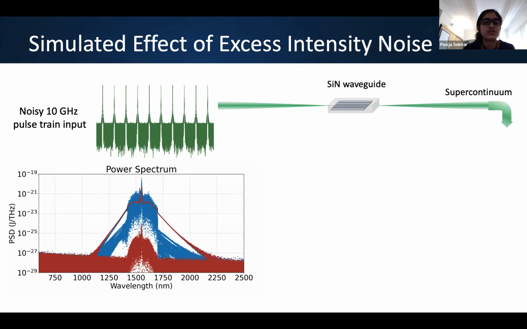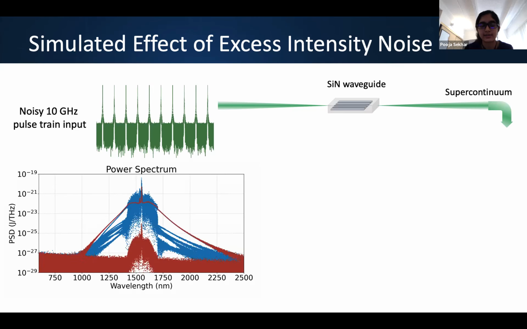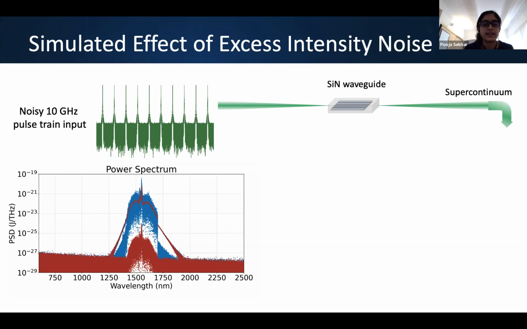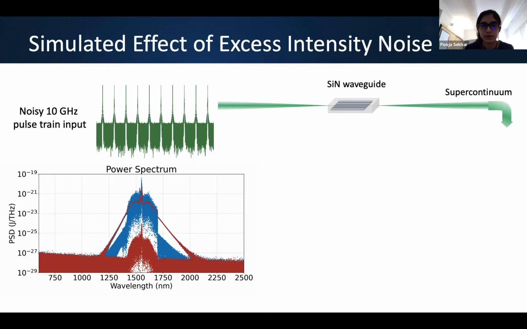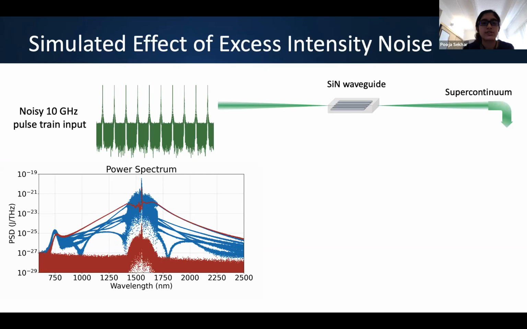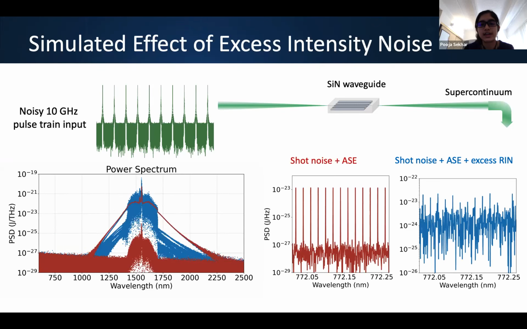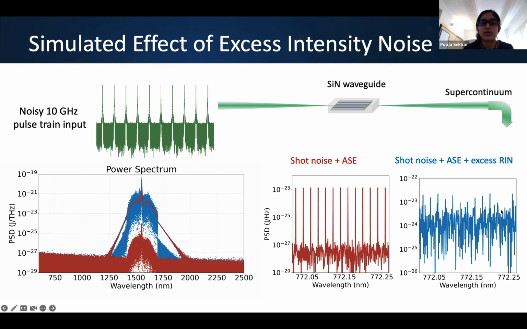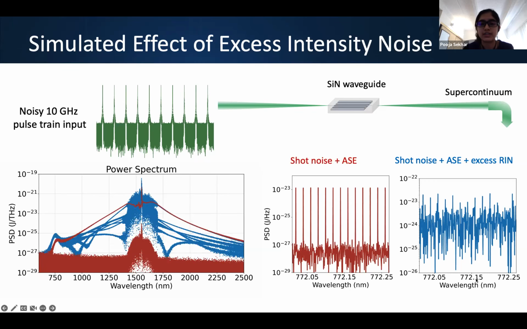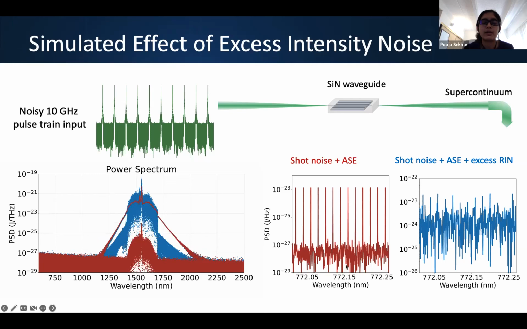The blue curve corresponds to the case where there is excess intensity noise at the input, that is, without an added extra filter cavity. And the red curve corresponds to the case where there is an extra filter cavity that suppresses the input intensity noise. So the snippet shows that without the filter cavity, the simulation predicts approximately the same thing that we observed experimentally, that the comb lines around 772 nanometers are almost washed out, while with the filter cavity, we can retain the coherence of our broadband frequency comb.